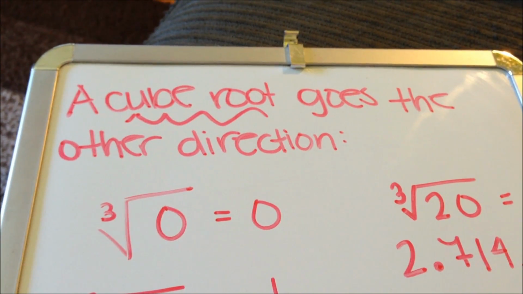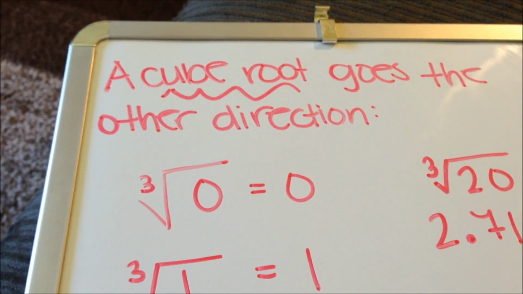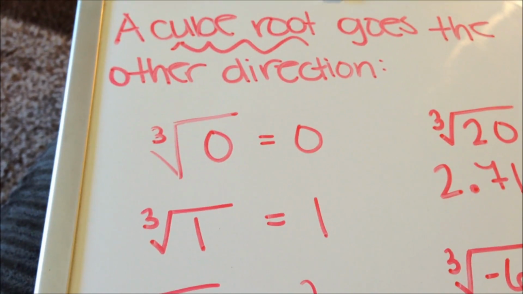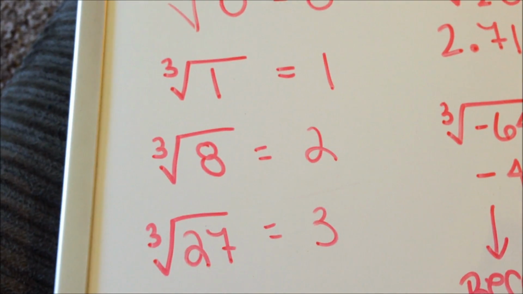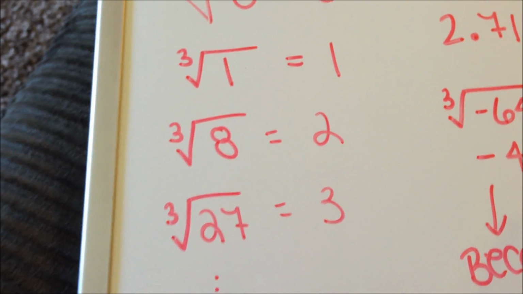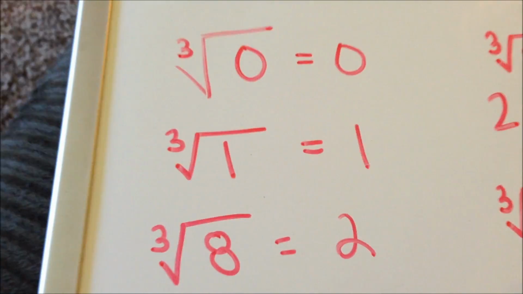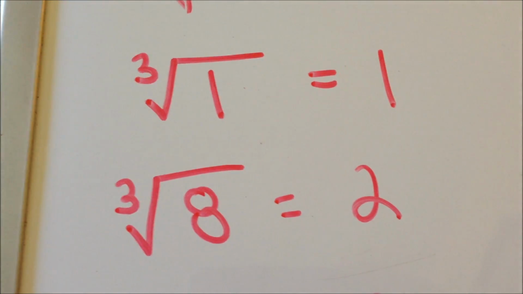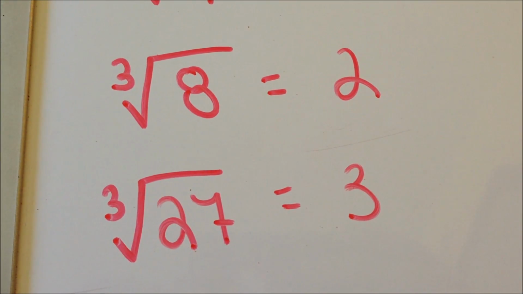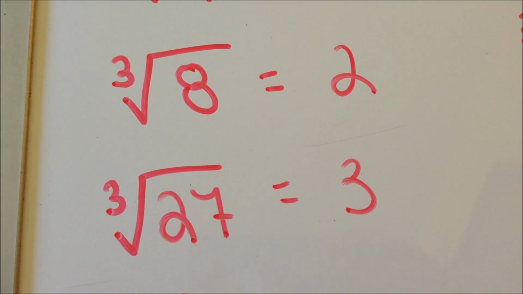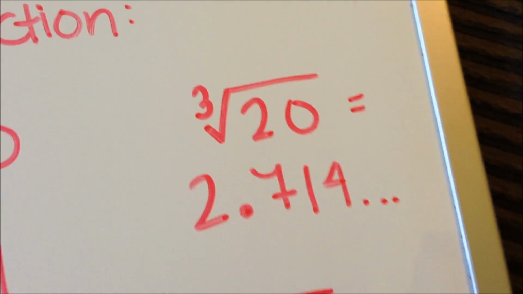A cube root goes the other direction. For example, the cube root of 0 equals 0, the cube root of 1 equals 1, the cube root of 8 equals 2, the cube root of 27 equals 3, and so on. In other words, what times itself times itself equals 8? That's 2. What times itself times itself equals 27? That's 3, and so on. Let's try some other examples.